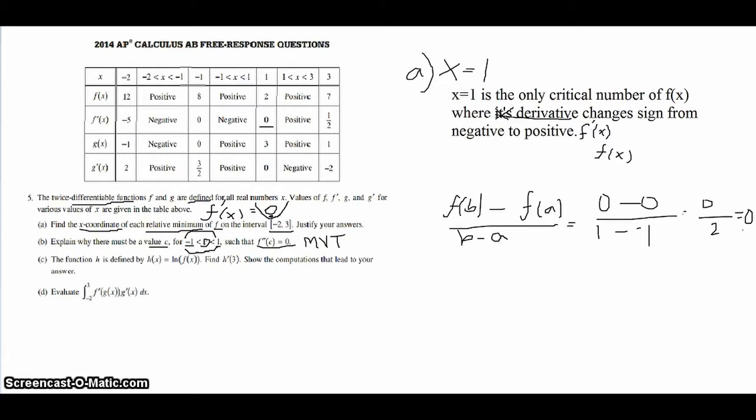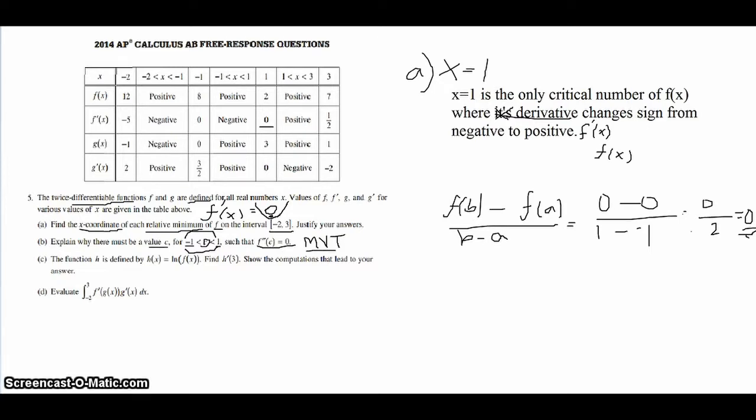Now, this we have is the slope of the secant line between x equals -1 and x equals 1 of f prime of x. And this f double prime of c equals 0 is the slope of the tangent line at some point c that's guaranteed to us by the MVT.